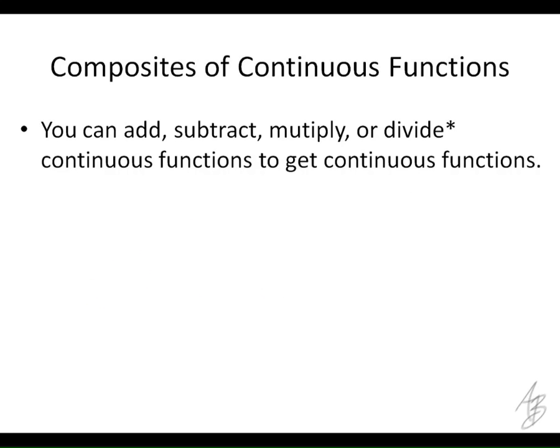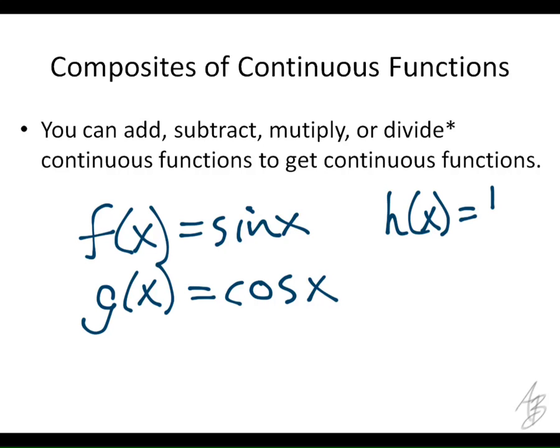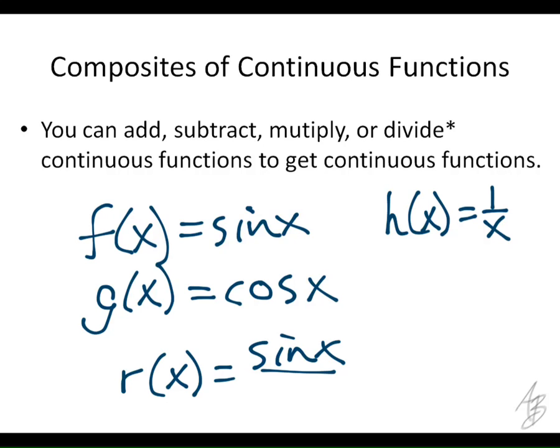All right. Now, why do you think I have an asterisk next to divide continuous functions? Let's say I have the continuous function f of x equals the sine of x, and g of x equals the cosine of x. These are both continuous, right? So we would have to throw in a third function, which would be h of x is 1 over x if I want to write it as a composition. But I can compose these functions in a way where I get another function, we'll say r of x equals sine of x over cosine of x.